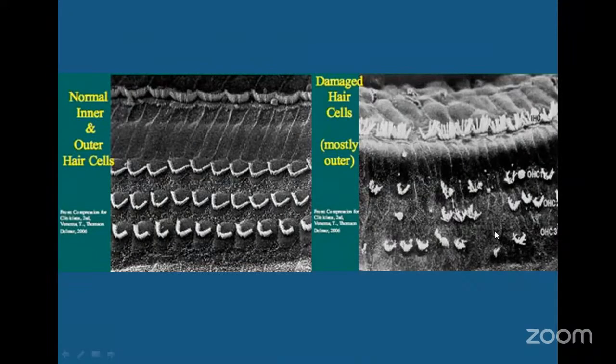As I said, the first line will be affected first, then the second line, then the third. The first line hears 10 decibel, the second line 20, the third 30. So if the first line goes, he will not be able to hear 10 decibel. When you speak with him, he will ask, what did you say, please raise your voice, I can't hear. If the second line is also affected, he will not hear 20 decibel. If the third line, he will not hear 30 or 40 decibel.